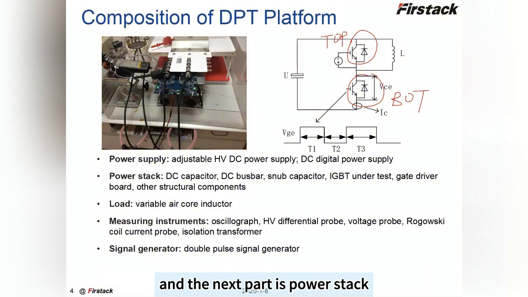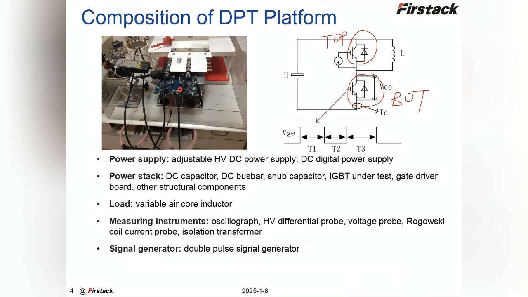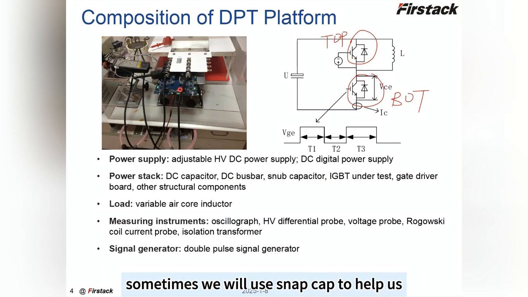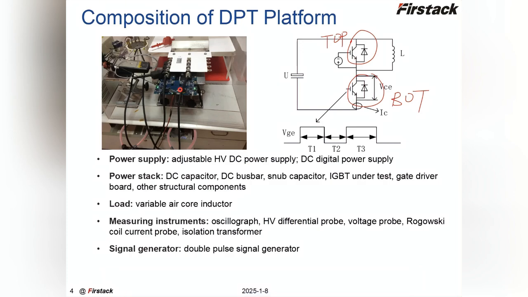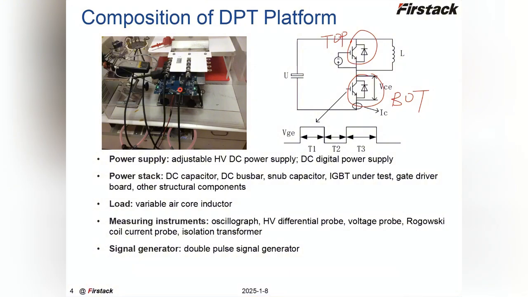And the next part is the power stack. In the power stack, we can find the DC caps, laminated busbar, also IGBT, and the GPU on it. Sometimes we will use a snap cap to help us process our test, and there are some other structural components like the screws. And the next part is the load.